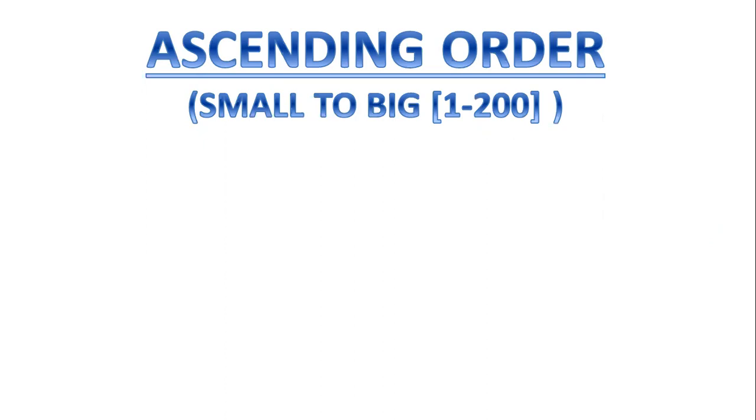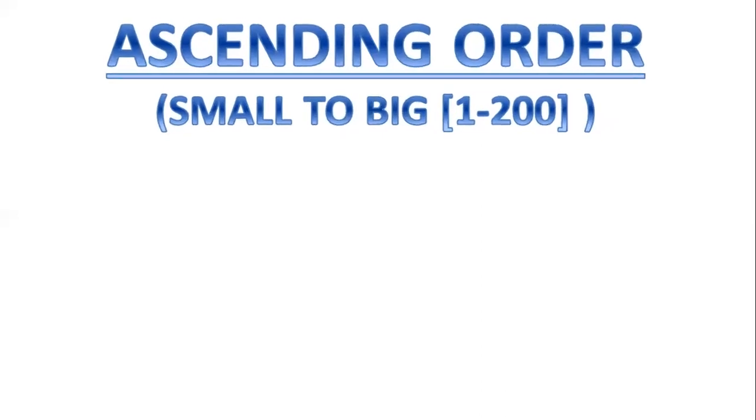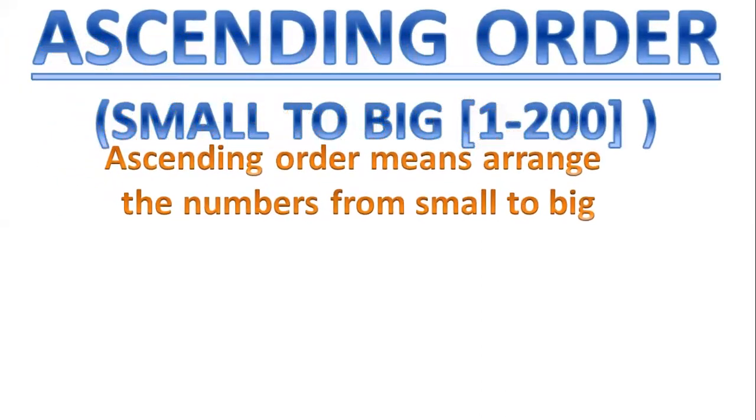For example, if it is 1 2 3 4, that is the ascending order. But if I say 4 3 2 1, it will be the descending order. So small to big, 1 2 3 4, is ascending order, and 4 3 2 1, when I go backward counting, is descending order, that is big to small. So first let's try to understand ascending order. As I just told you, ascending order means arranging the numbers from small to big.